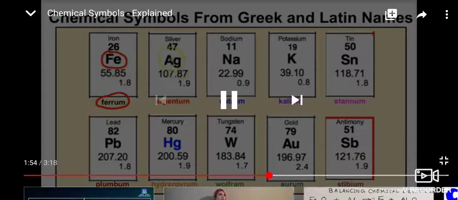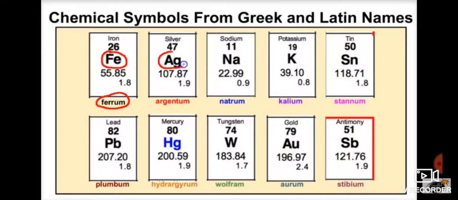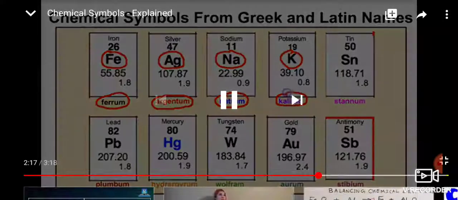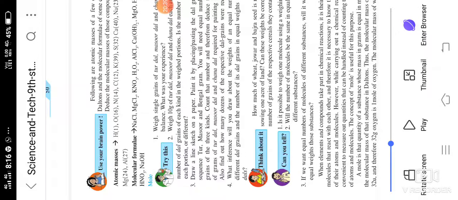Where we get Fe from. Silver, Ag, you would think would be maybe Si, but it's not. Why? Because the chemical symbol here is derived from the Greek or Latin word for silver, argentum. Same with sodium. Sodium you think might be So, however, the Greek or Latin word for sodium is natrum. That's where we get Na from. Potassium is simply K because the Greek or Latin word for that is kalium. I'm sure you have understood this, right? Now let us continue with mole in the next video.